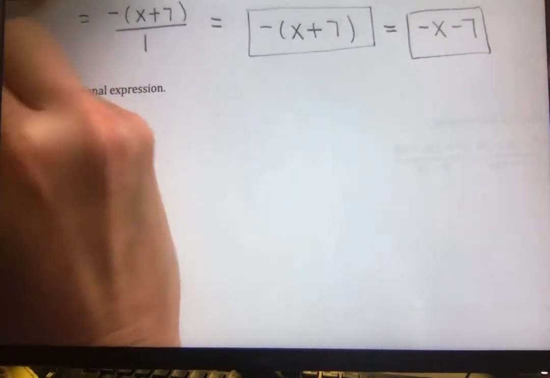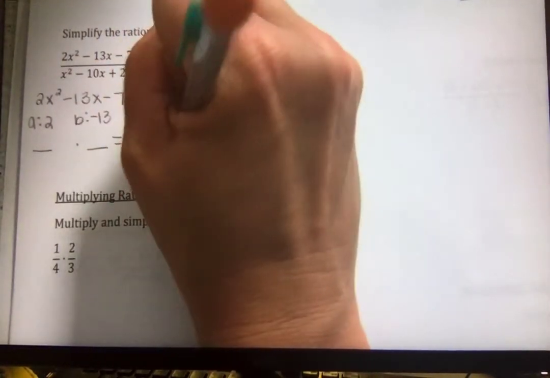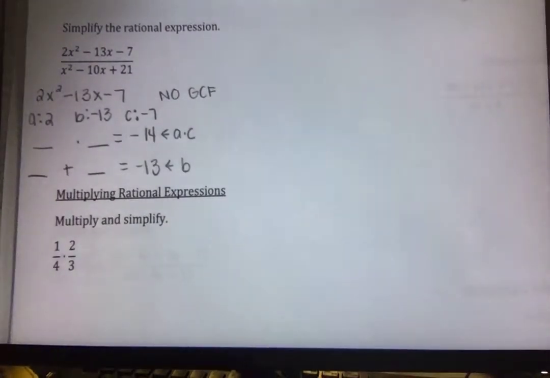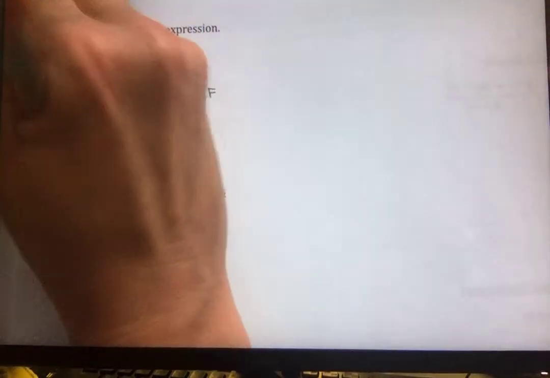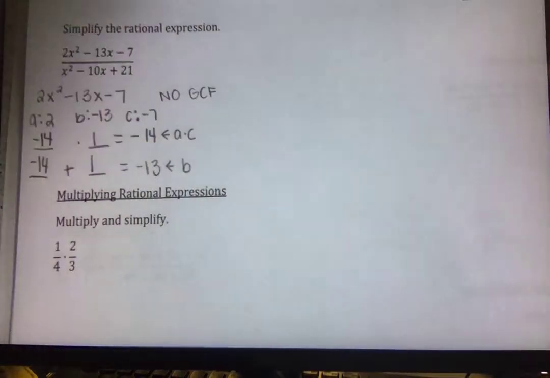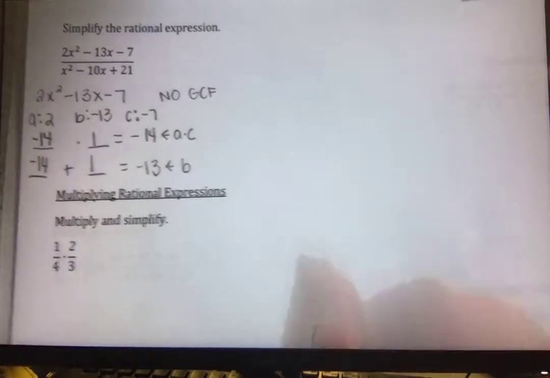So factoring 2x squared minus 13x minus 7. Is there a GCF? Nope. Our A value is 2, B is negative 13, C is negative 7. So we're looking for two numbers that multiply together to give us A times C, which is negative 14, and the same two numbers add together to give us B, which is negative 13. So negative 14, positive 1. Negative 14 times positive 1 is negative 14. Negative 14 plus 1 is negative 13.